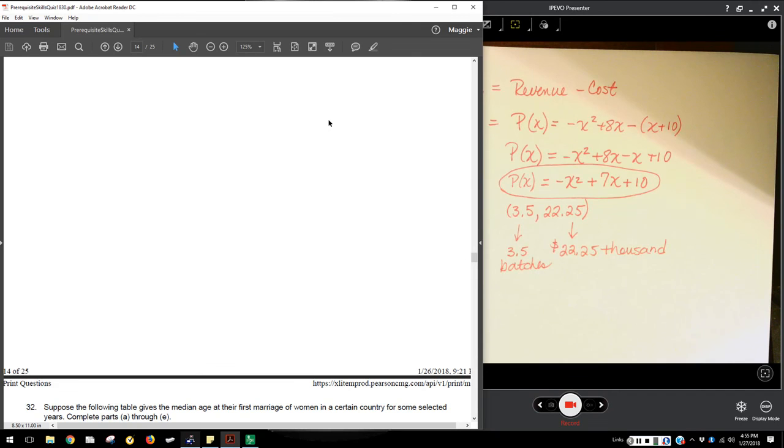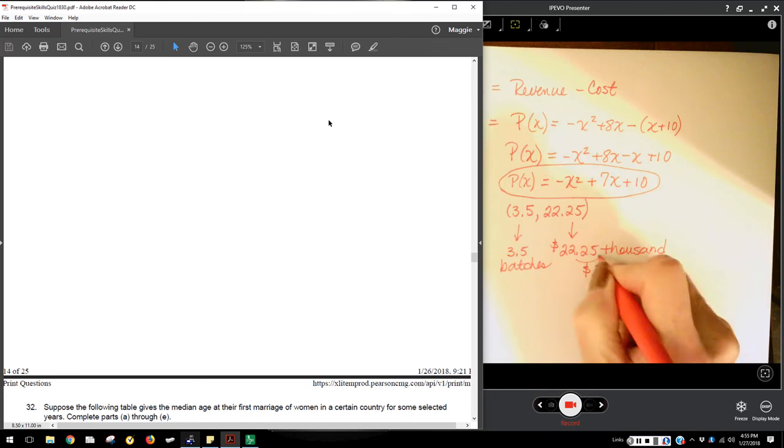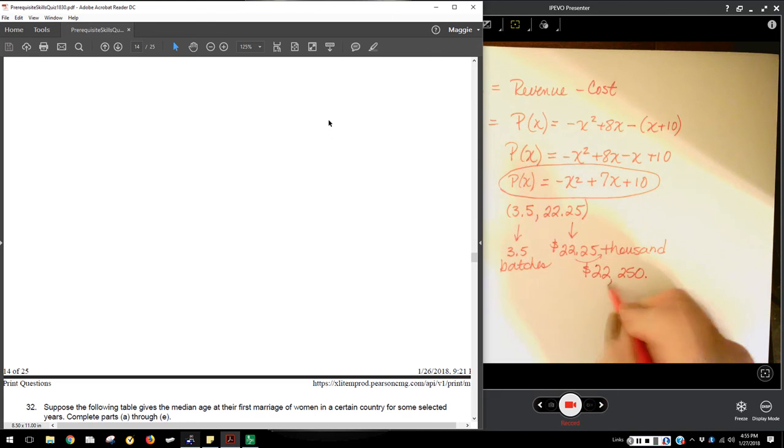And if you write 22.25 thousand, keep in mind you're moving that 3 decimal places, so that's 22.250 to get the decimal out to the third place. And that's $22,250 when you enter that answer in, if it doesn't give you $1,000 as the option for the word.